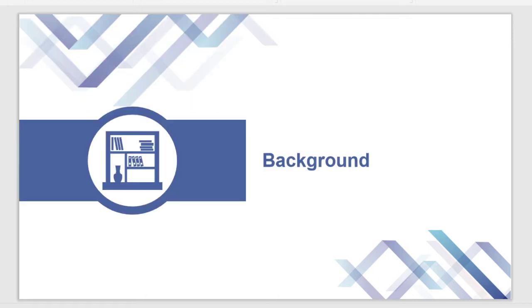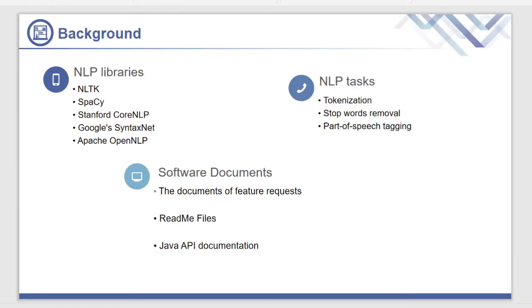Let's move to Section 2. In this section, I will introduce some background knowledge of our method. Firstly, I want to introduce some NLP libraries briefly. There are a lot of NLP libraries in both academia and the industry, and the publicly available NLP libraries are very popular in the analysis of software documents. NLTK is a platform for building Python programs to work with human language data. CAiSE is another free open source library for NLP, which is called Industrial Strength Natural Language Processing in Python.